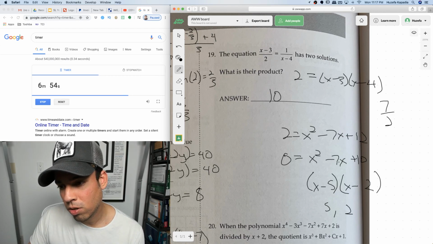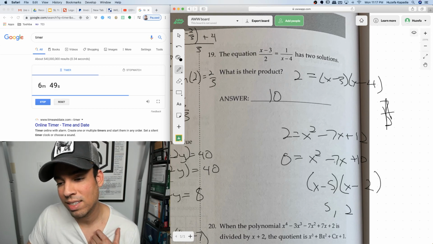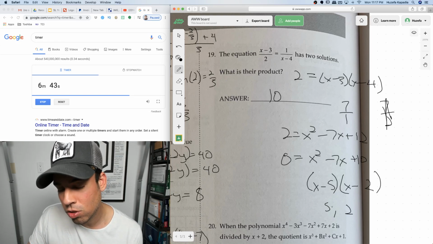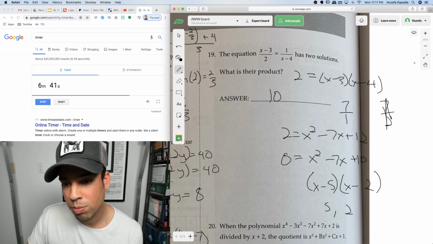Oh, not over 2. What am I talking about? Oh, it's the sum of the two solutions. It's negative b over a. The sum of the two solutions is 7, but the product is 10.